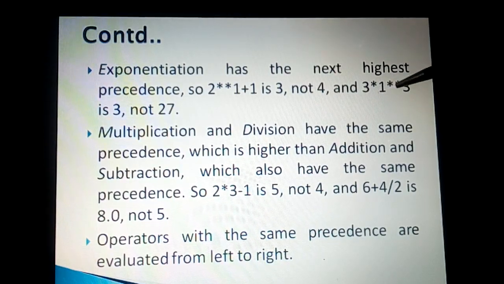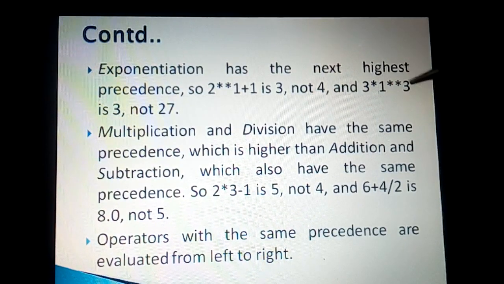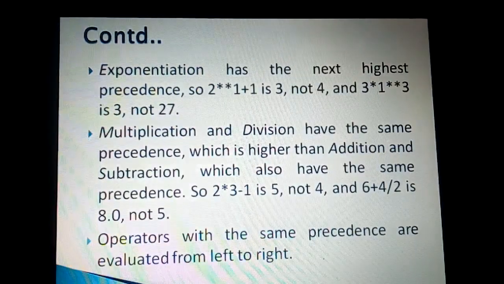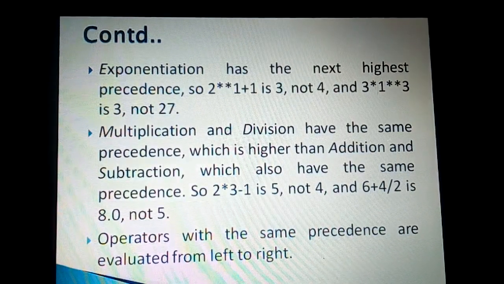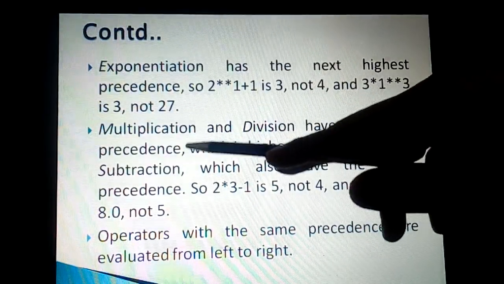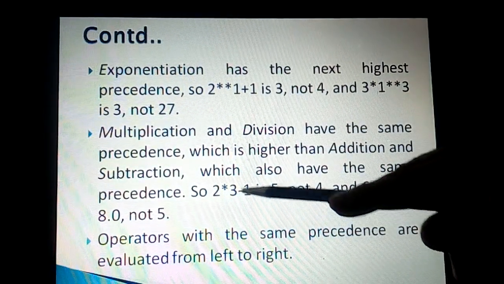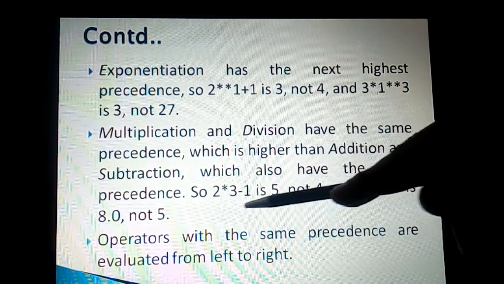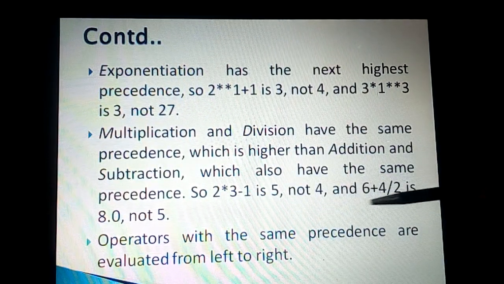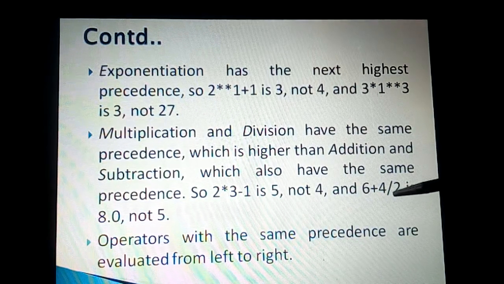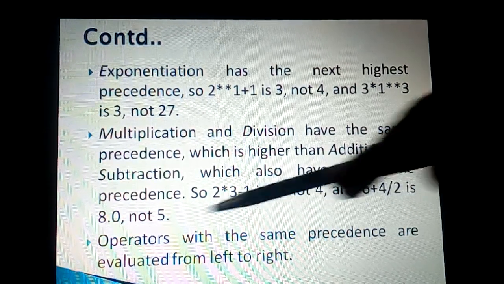Similarly, 3 into 1 raised to 3: 1 raised to 3 will be evaluated first. 1 raised to 3 is 1, into 3 is 3, and it is not 27. So I hope you have understood the exponent part. Similarly, we have multiplication and division here. 2 into 3 minus 1, multiplication will be evaluated first, hence it is 5, not 4. Similarly, division is evaluated first here: 4 divided by 2 is 2, 6 plus 2 is 8 and not 5.